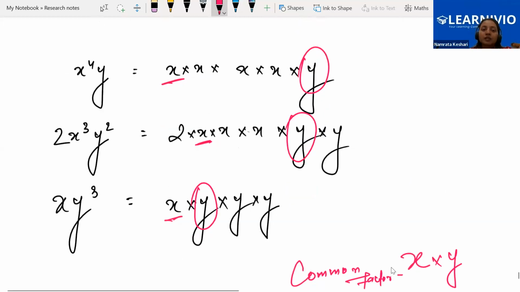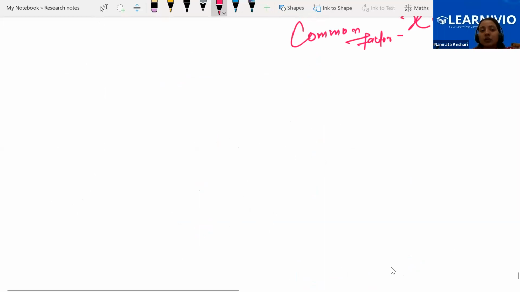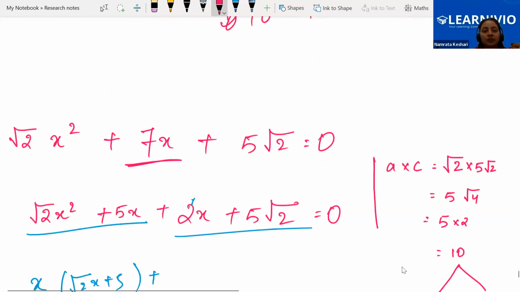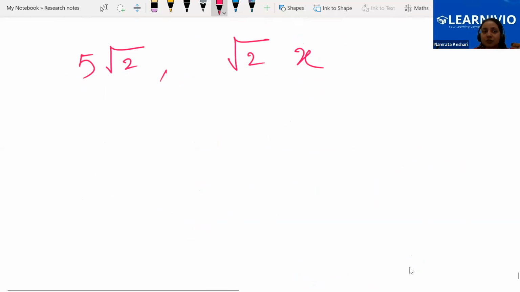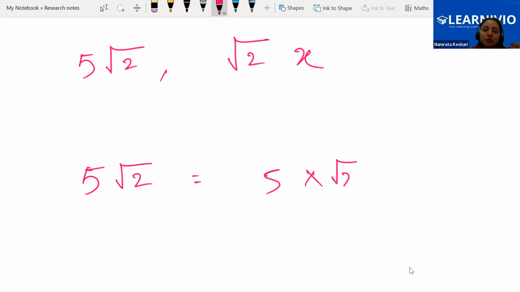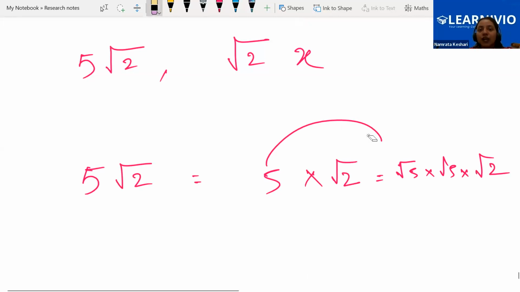Yes. Okay. Similarly, if I just change the scenario and write root 2, 5 root 2 is there and root 2 x is there. Now, what is the common factor in these two terms? 5 root 2 means 5 into root 2. We can still factorize this 5 as root 5 into root 5, but only if it is needed. For now, it doesn't seem the other term has root 5 or anything like it, so we are not supposed to break it again.